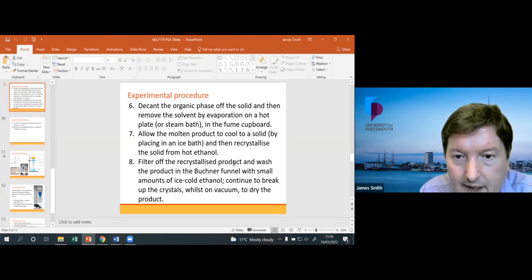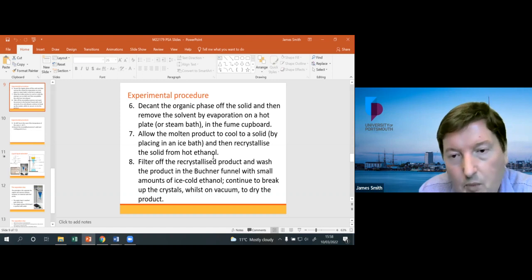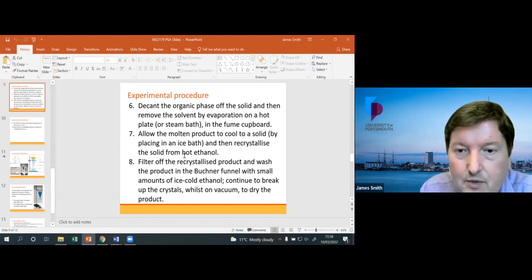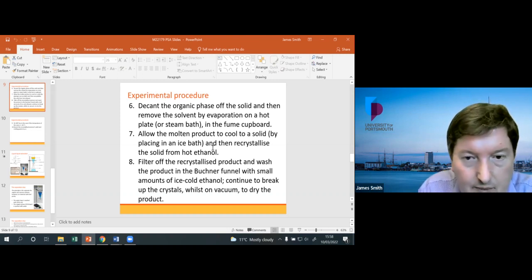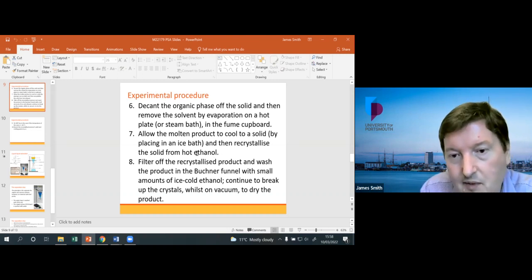You filter off the solid, and eventually you do a recrystallization from ethanol. Paracetamol was recrystallized from water last year. This one, you recrystallize from hot ethanol. Exactly the same procedure as last year, though. You've done a recrystallization, it's just a different solvent.